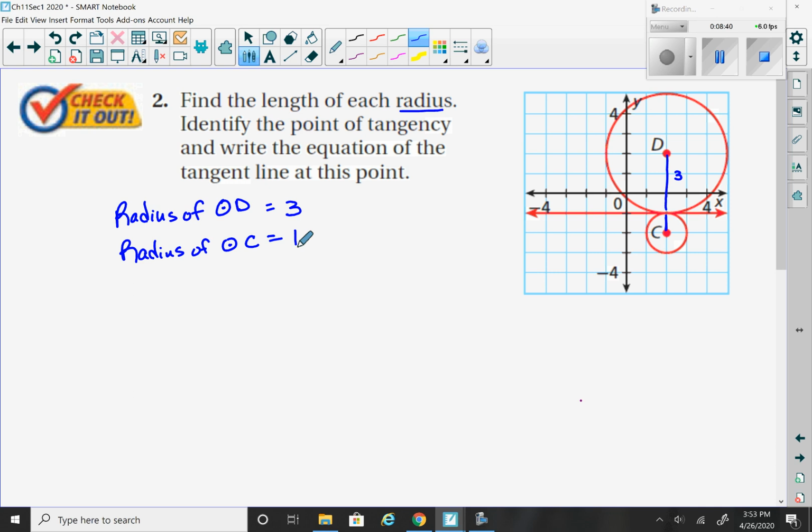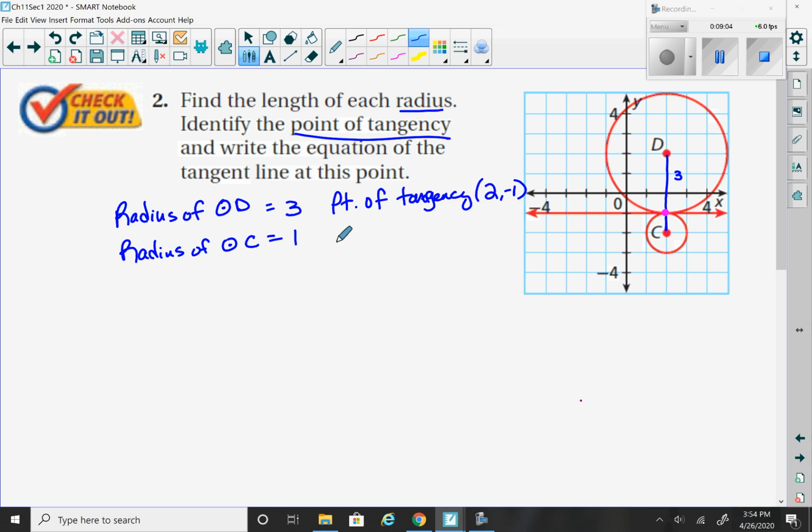It says identify the point of tangency. So I can see in my picture that the two lines intersect right here, right? That's that point of tangency between the two circles. So I can say that my point of tangency is, let's see, right 2 down 1, so it's (2, -1).